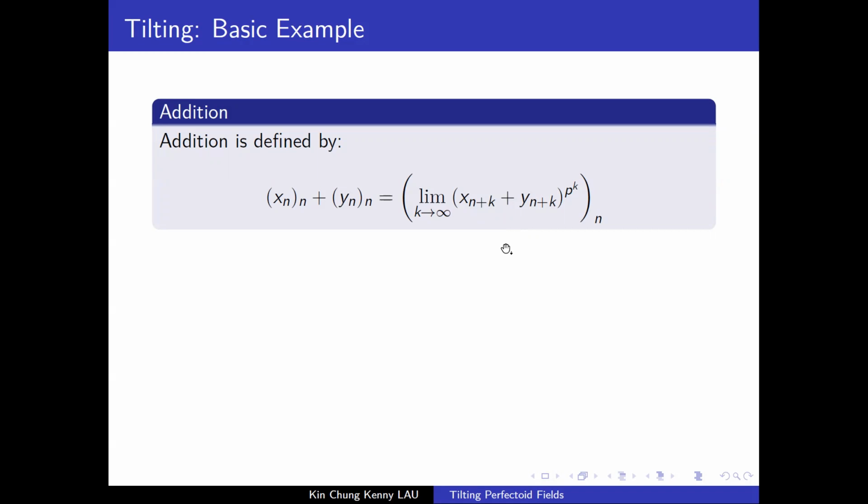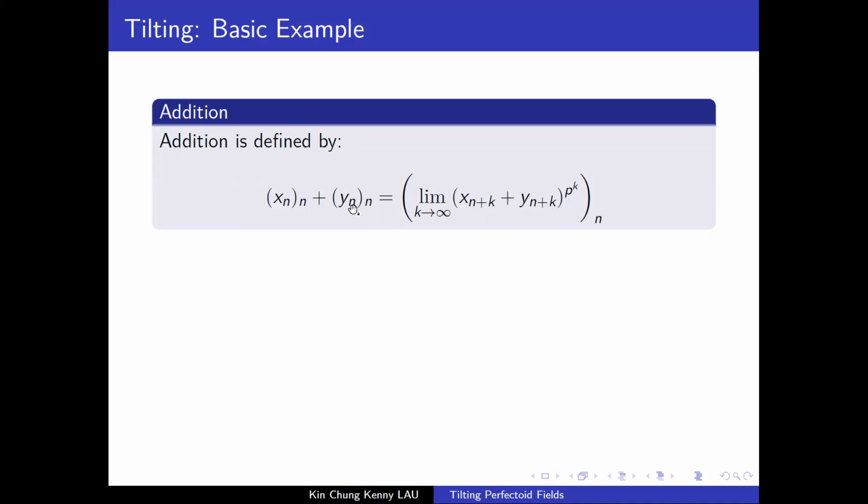There's also another way to obtain the tilting without this formula, but it's more convoluted. So in this presentation, I will only introduce this formula. And then you can check that this formula works for adding multiple things together. If I have three things, xn, yn, and zn, then I can modify this formula by having x, y, z here, and the formula will still work.